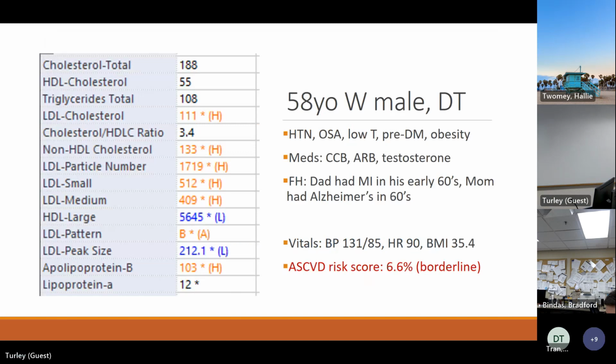So this is another patient, a 58-year-old Caucasian male with hypertension, sleep apnea, low T, and prediabetes, and he's on a calcium channel blocker, an ARB, and his testosterone injections. He does have a family history. His dad had a heart attack in his early 60s. His mom had Alzheimer's in her 60s. They're now calling Alzheimer's type 3 diabetes, so there are a lot of interrelated risk factors there. His vitals are there, maybe a little borderline blood pressure and heart rate, but his ASCVD risk score, if you calculate it, is 6.6, which puts him in the borderline category.